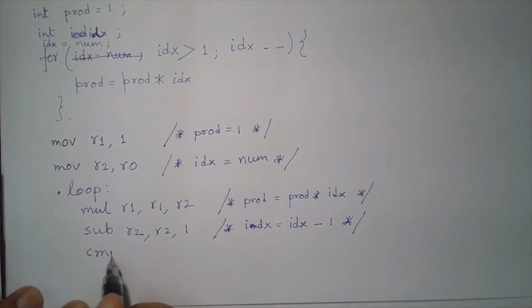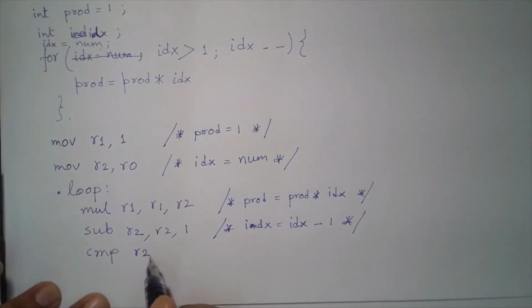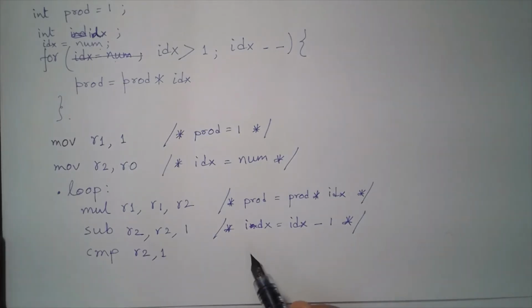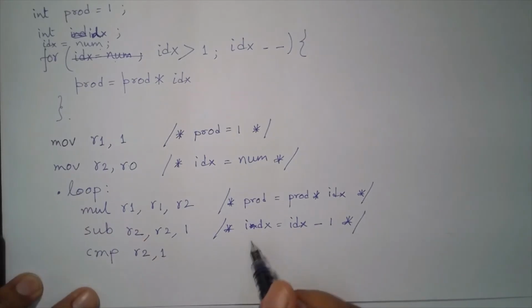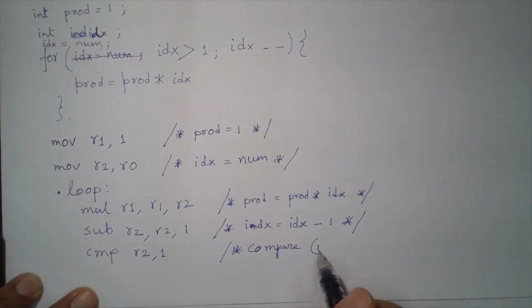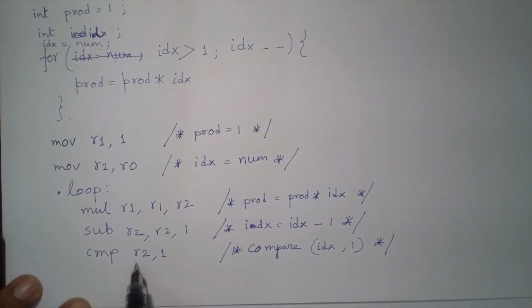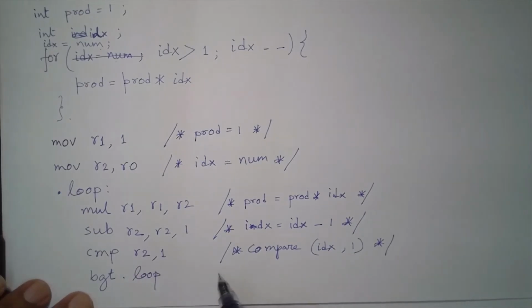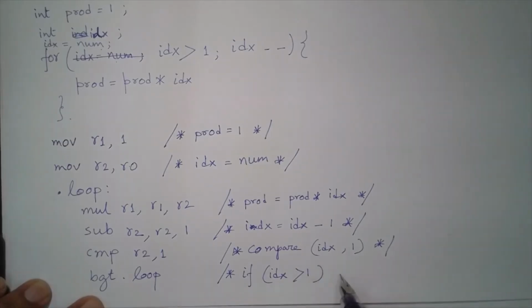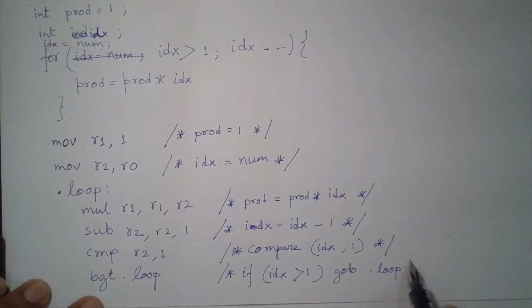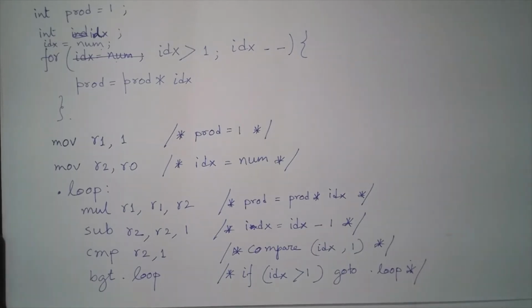Now, you need to compare CMP, and what all you will compare? You will compare the index R2 with 1. If this is greater, R2 is greater than 1, then you have to perform this loop again. So, basically compare, alright. Now, if greater than, so branch if greater than to loop. Alright. So it means that if IDX is greater than 1, then you go to .loop. All right. So I hope this makes sense.